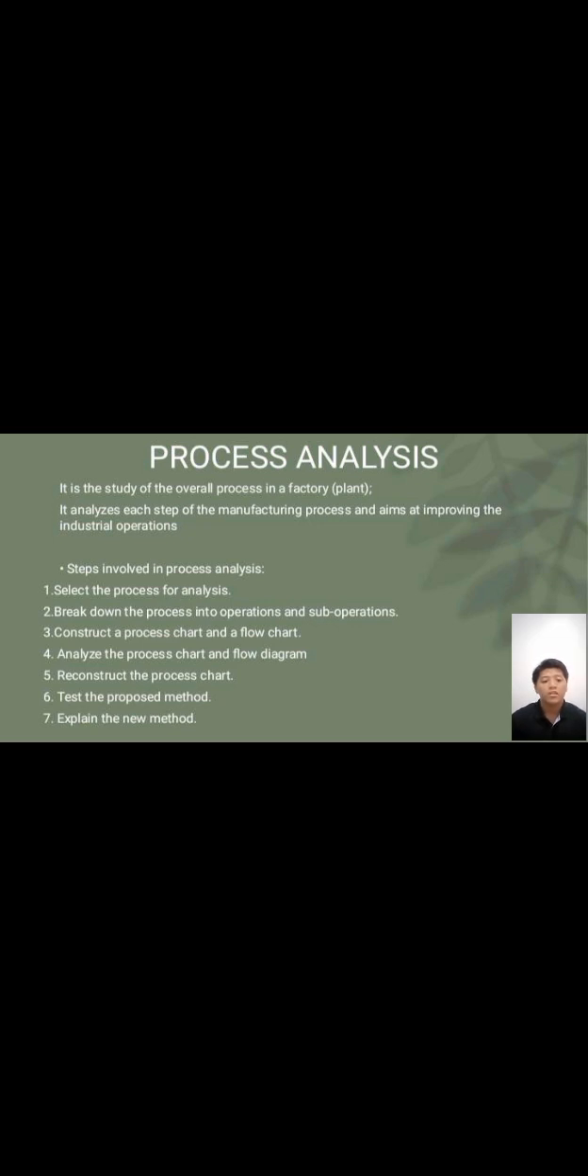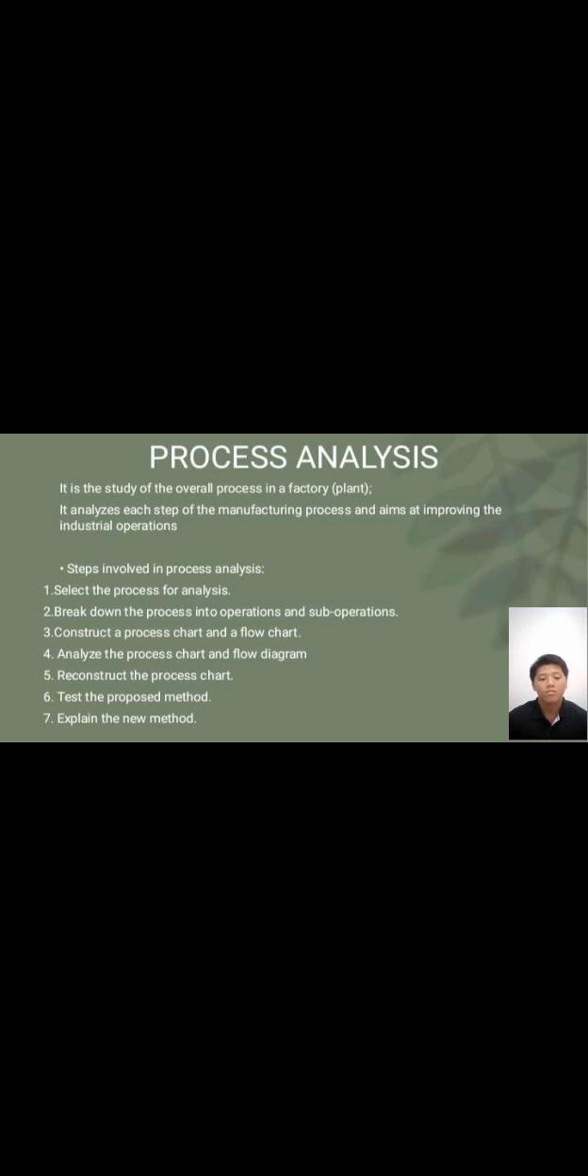Analyze the process chart and flow diagram. This involves examining the sequence of activities to understand the relationship between different steps and identify potential bottlenecks or errors for improvement. It allows stakeholders to gain insights into the efficiency and effectiveness of a process and facilitates optimization.